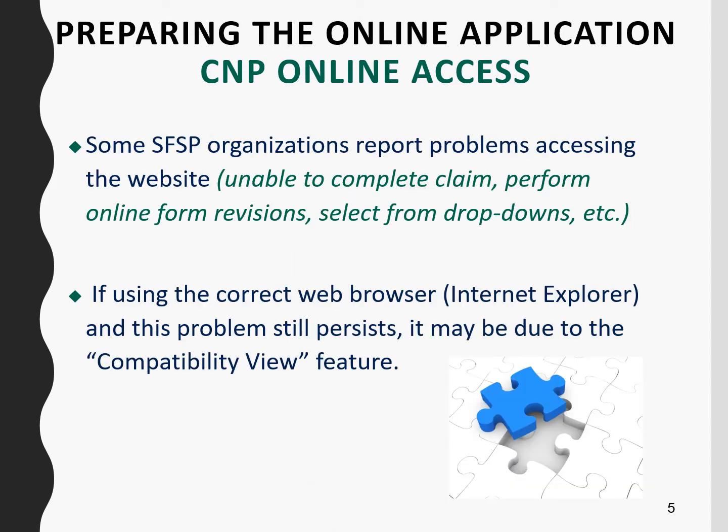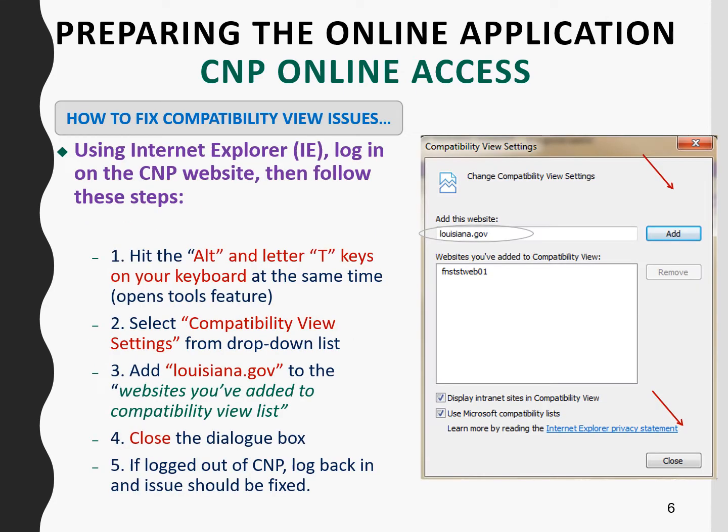Some SFSP organizations report problems accessing the website, such as being unable to complete a claim, perform online form revisions, or select from drop-downs. If using the correct web browser, Internet Explorer, and this problem still persists, it may be due to the compatibility view feature. This is how you fix the compatibility view issues.